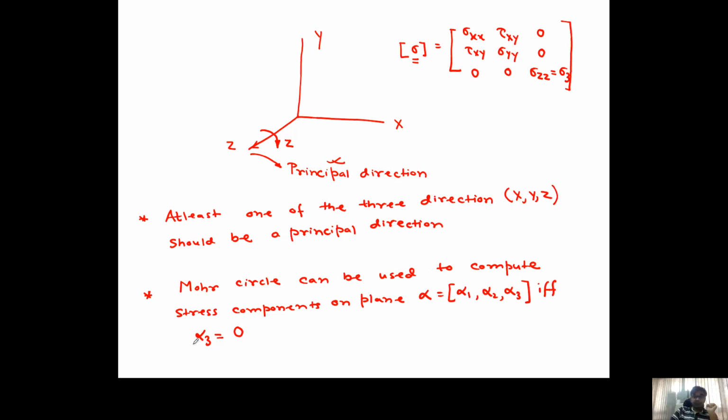And why is alpha 3 equal to 3? Because we considered z to be our principal direction. In case you consider x to be the principal direction, then you will need alpha 1 to be equal to 0. And if you consider y to be the principal direction, you will need alpha 2 to be equal to 0. So these are the conditions under which you can actually use Mohr circle, and these are the conditions that we already discussed.